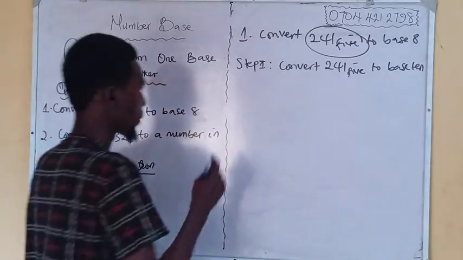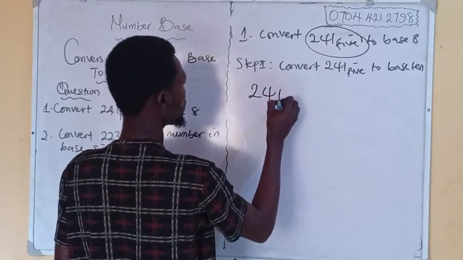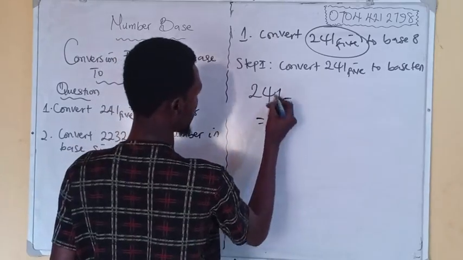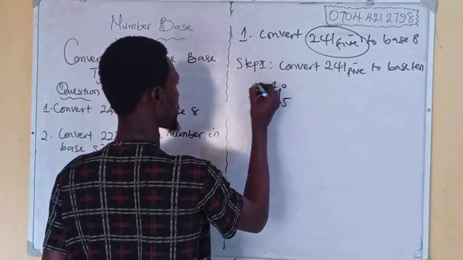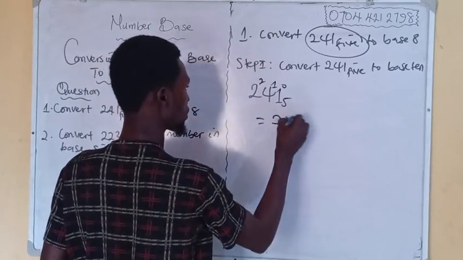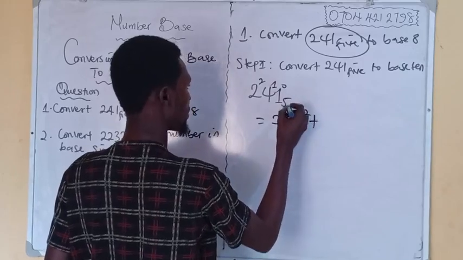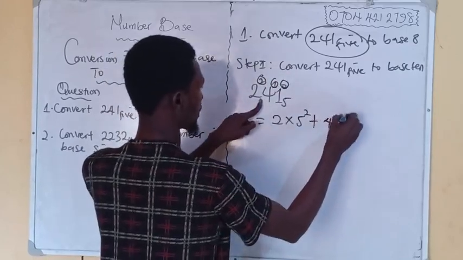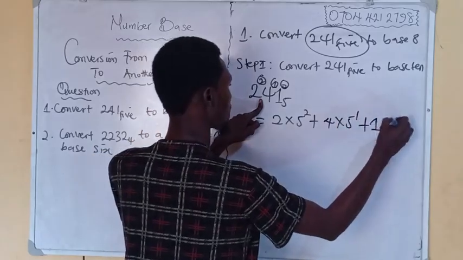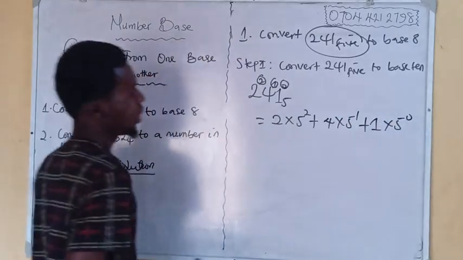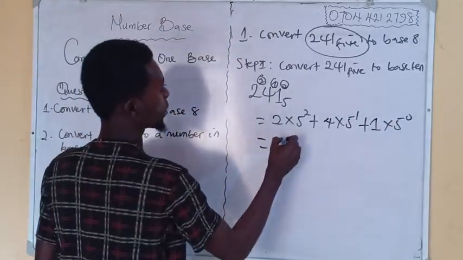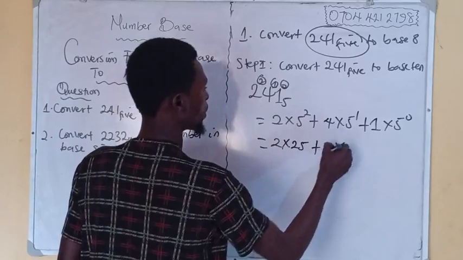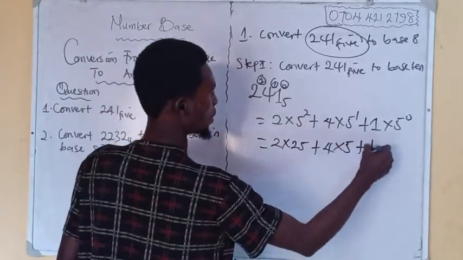All right. So in this particular case, you have 241 base 5 and identify the power of the base. So what will be the power of the base here? The power of 5 here is 0, the power of 5 here is 1, the power of 5 here is 2. All right, so you have 2 times 5 raised to the power of 2, plus 4 times 5 raised to the power of 1, plus 1 times 5 raised to the power of 0. And 5 raised to the power of 2 is 25. So you have 25 plus 4 times 5 raised to the power of 1, which is 5.